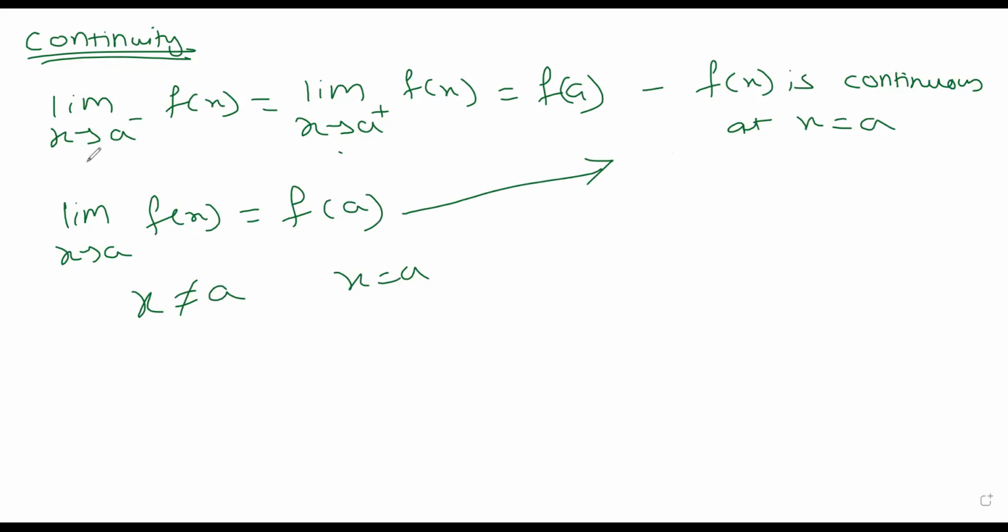You will use this when they have given you a separate function for x is less than a, a separate function for x is greater than a, and x is equal to a. Then you will use this. In this case, if all three are equal only, then it is continuous.